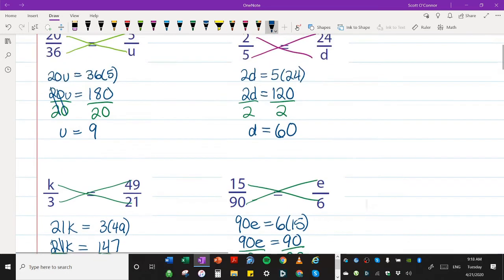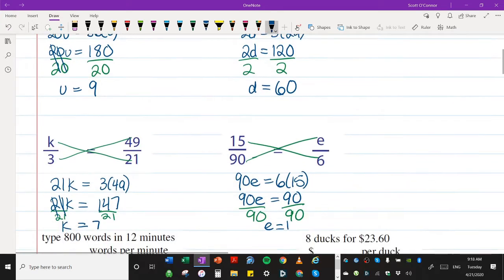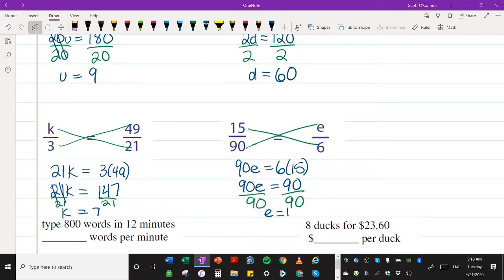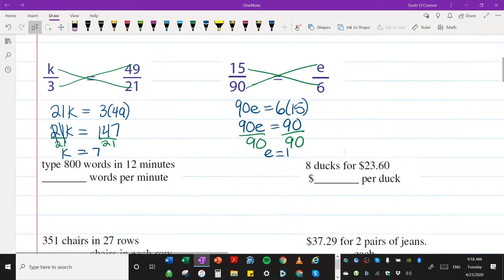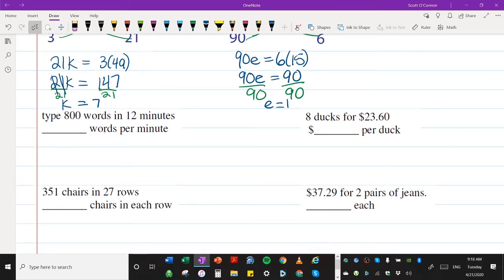Okay, that's it for learning how to solve a proportion or write an equivalent fraction. For now, anyways, we'll be coming back to it later in the video. Now let's look at unit rates.